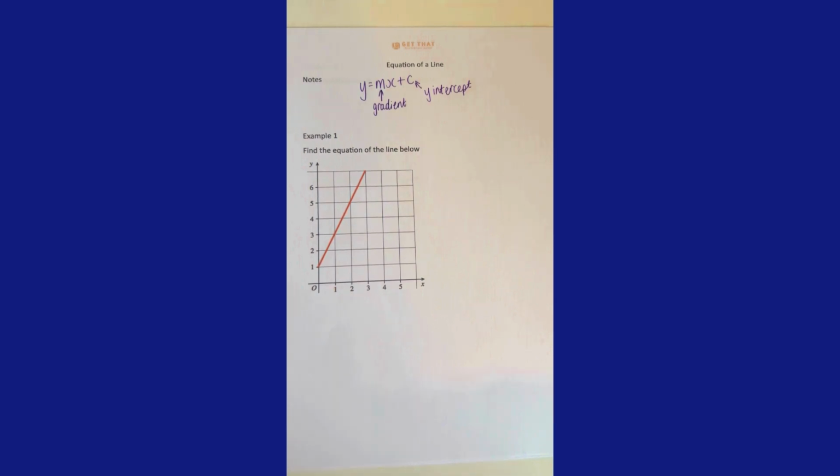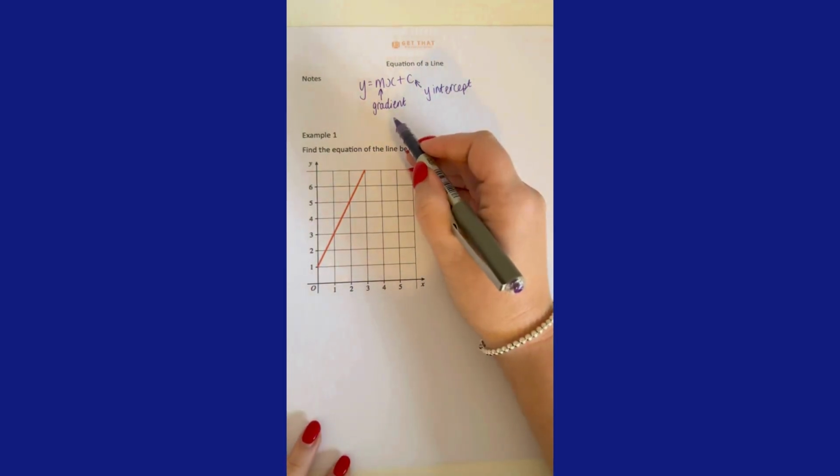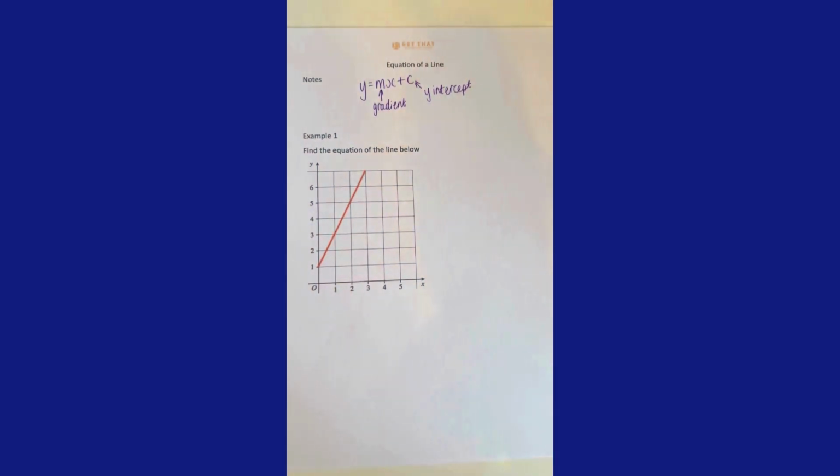So, example number 1, find the equation of the line below. We have this general formula y equals mx plus c, and when we are finding the equation of a line, the y and the x are always going to stay the same. What we need to calculate is our m value, which is our gradient, and our c value, which is our y-intercept. The first thing we're going to do is calculate our gradient, because this is the first thing that comes up in our formula.